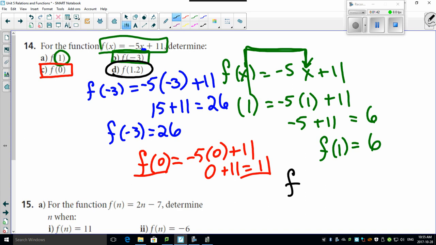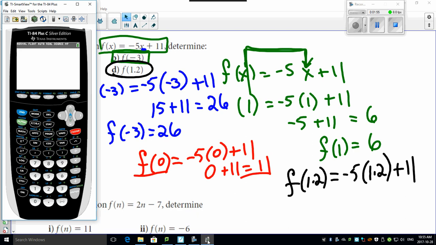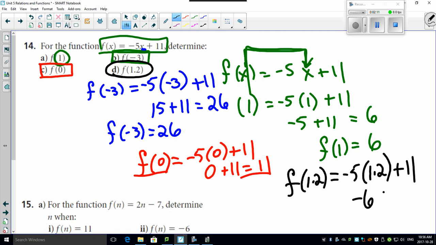F of 1.2, just substitute it in: minus 5 times 1.2 plus 11. Now, if you're one of those people that is calculator dependent here, I'll just boot up the calculator and show you how to do this. Remember, BEDMAS. So you have negative 5 times 1.2. That gives you a value of negative 6. Then negative 6 plus 11 works out to be, guess what? Positive 5. So that's how you do those values, right?